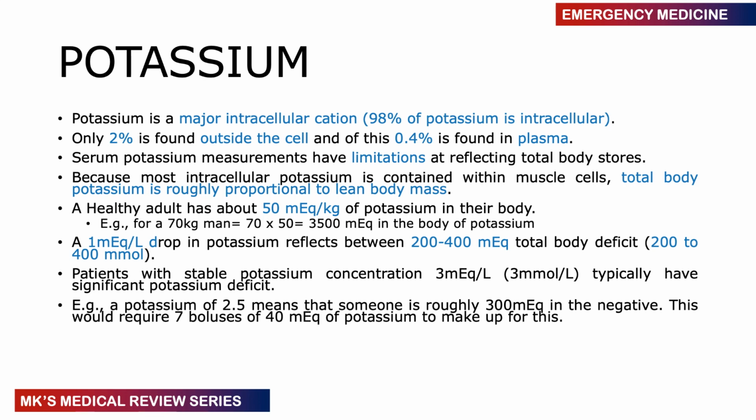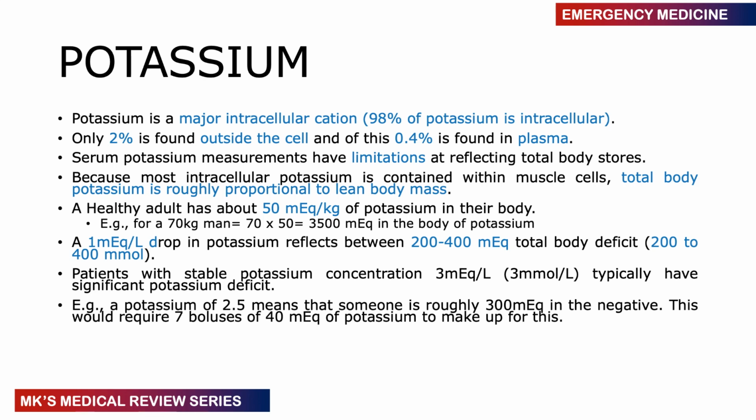So if you actually think about it, the plasma concentration actually just represents a very tiny fraction of the total body potassium of an individual. Remember that the serum potassium measurements have limitations, and like I said, they reflect a very small amount of the total body stores. Most of this potassium is going to be found within the cells, specifically the muscle cells. So this means that total body potassium is roughly going to be proportional to the lean body mass. And remember also that cells are bags of potassium. So anything that is disrupting the cell and killing off the cells means that you're releasing all this potassium into the bloodstream. A healthy adult requires about 50 milliequivalents per kg of potassium in their body.